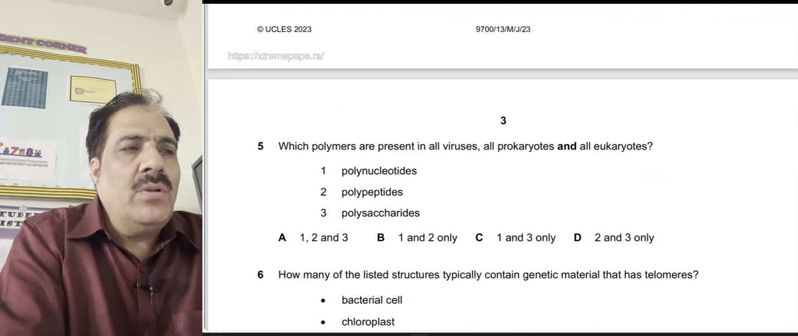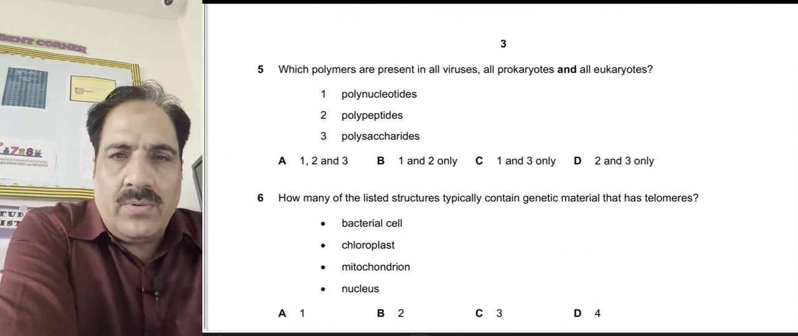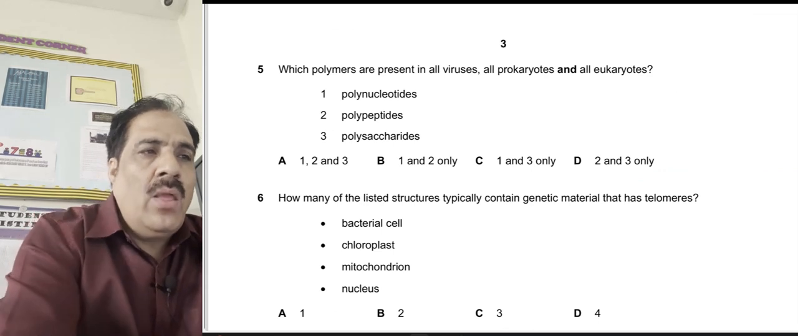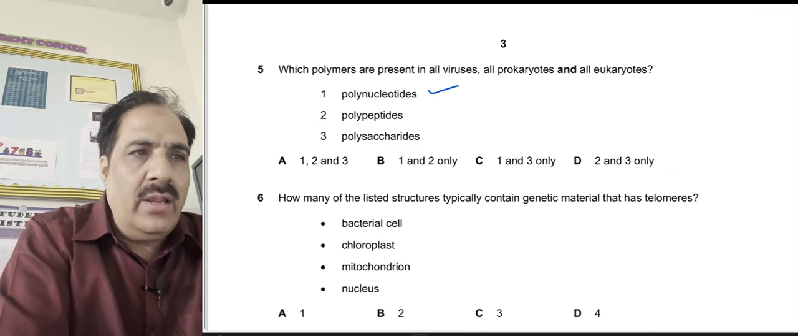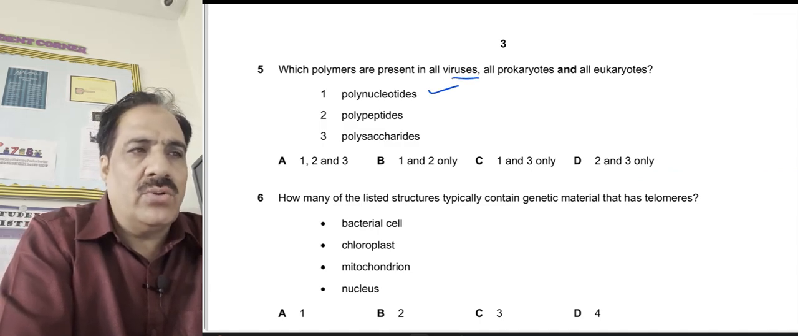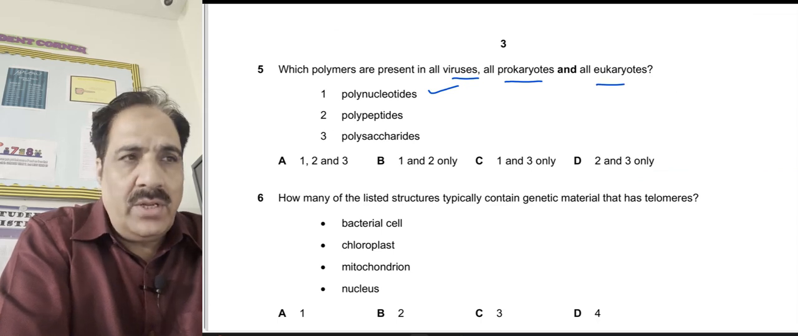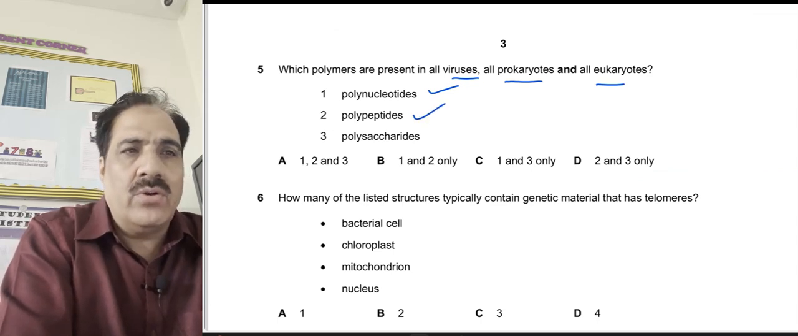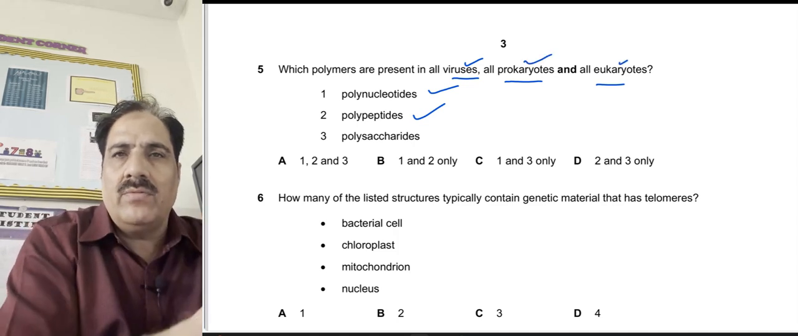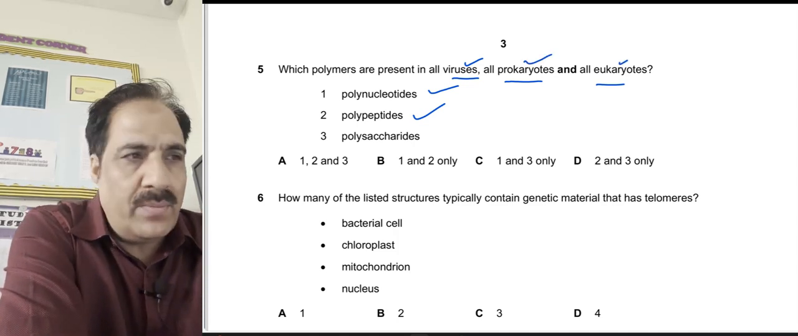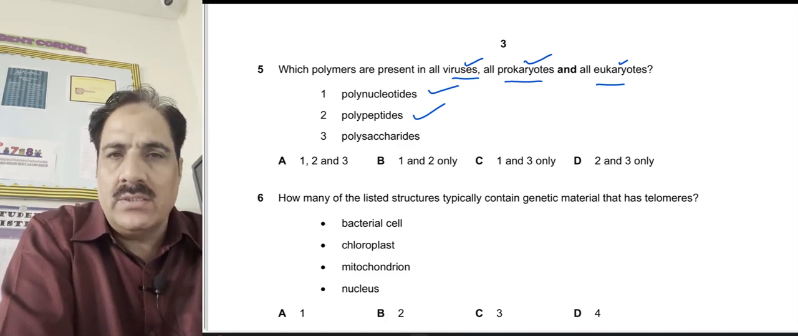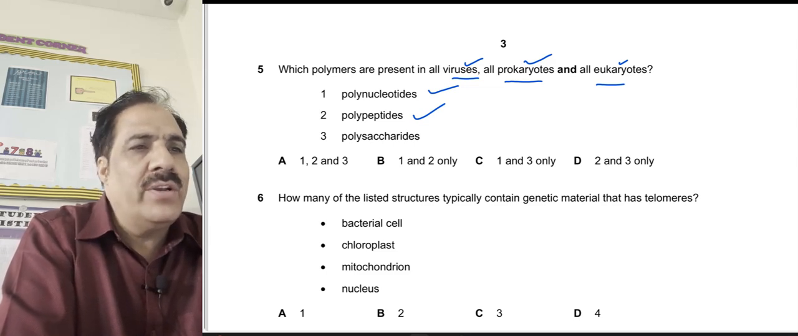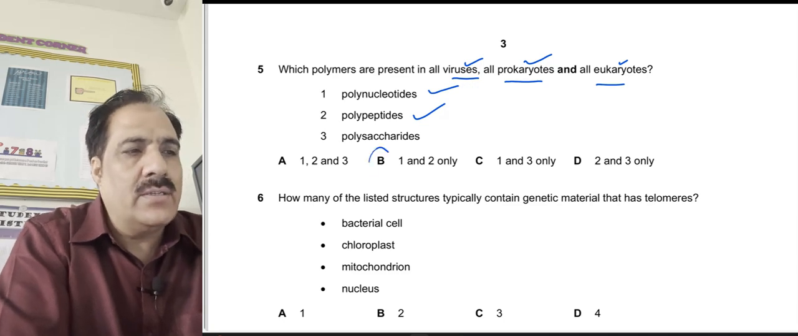Question number 5, which polymers are present in all viruses, all prokaryotes and all eukaryotes? Polynucleotides means the nucleic acids, whether it is DNA or RNA, it's present in all the viruses, prokaryotes as well as the eukaryotes. Polypeptides means the proteins. Proteins are also present in all viruses, prokaryotes and eukaryotes, because viruses have the covering capsid made of proteins. Polysaccharides are the sugars. We may not have sugars in viruses, and we may not have sugars in some prokaryotes as well. So that means option 1 and 2 is the correct one. D is the correct answer.